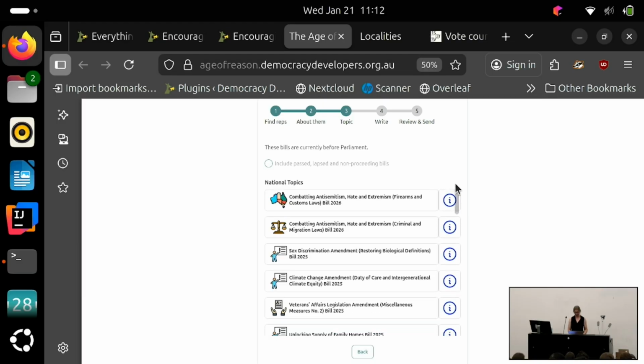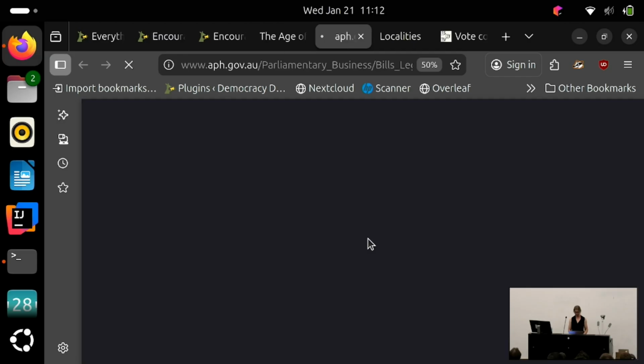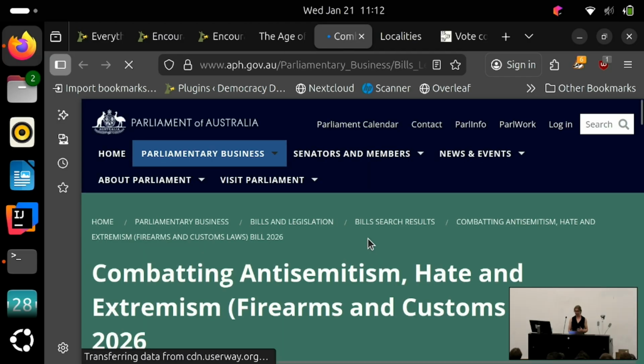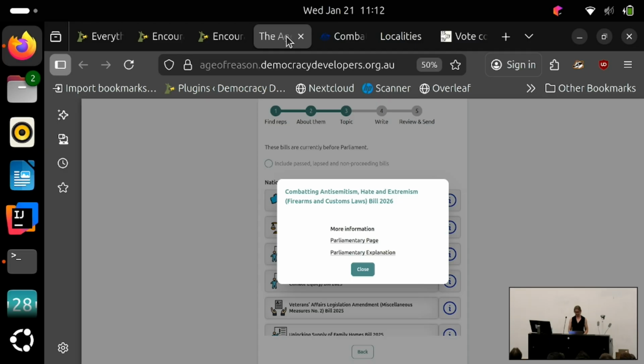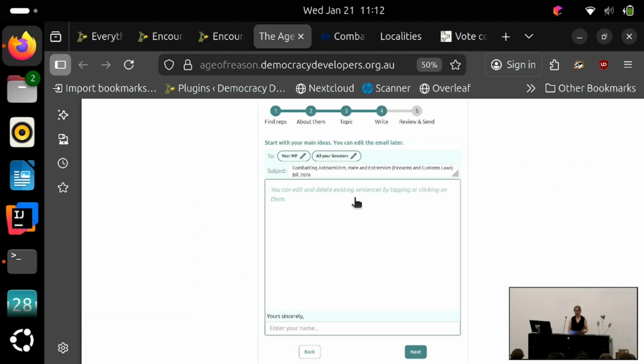But for example, if you haven't yet read the Combating Anti-Semitism, Hate and Extremism Bill, the Firearms Regulation half, then you can click on it, find the official page for the bill, read it, etc. So let's pick this one, just because it happens to be first. And it then kind of invites me to send an email to my MP and my senators.